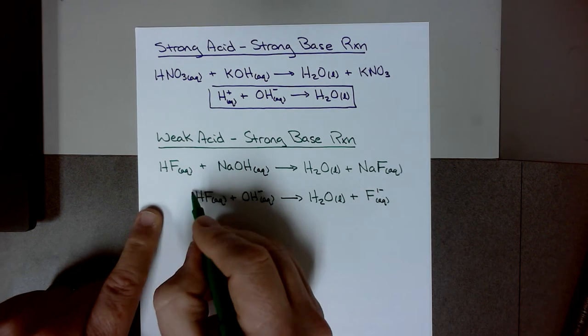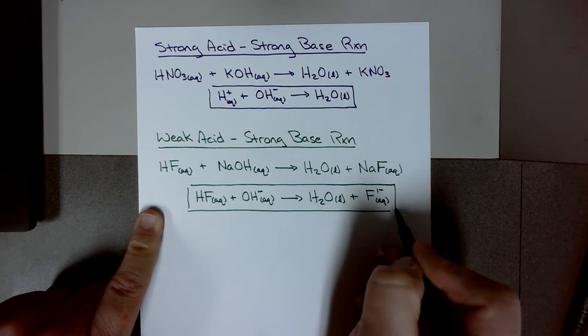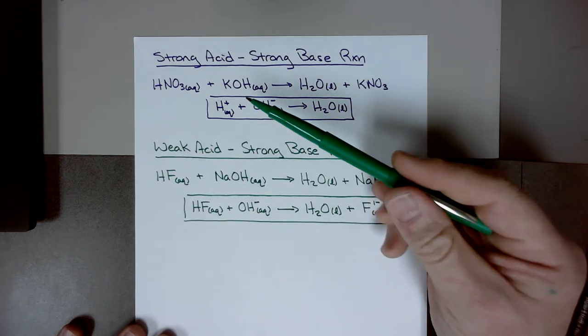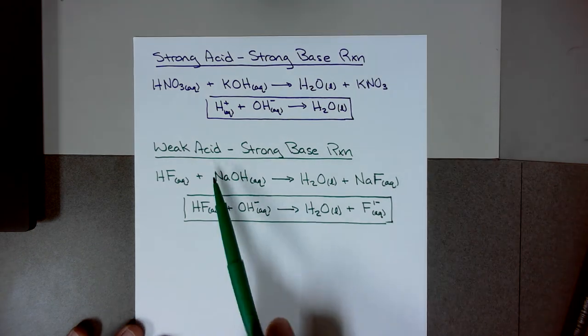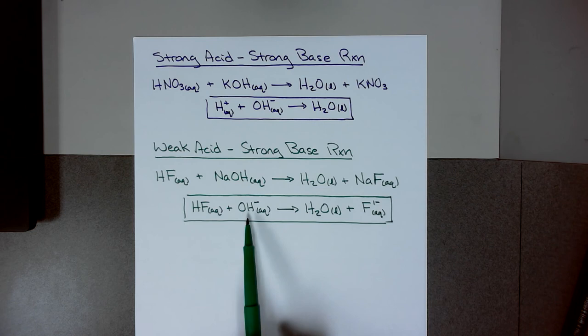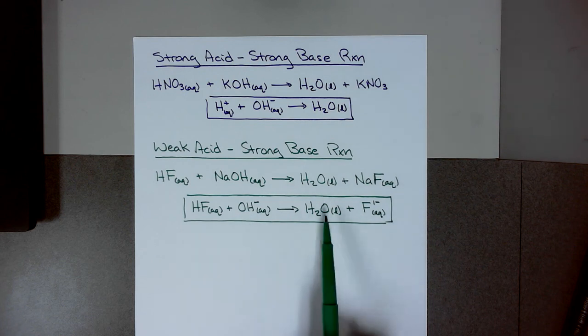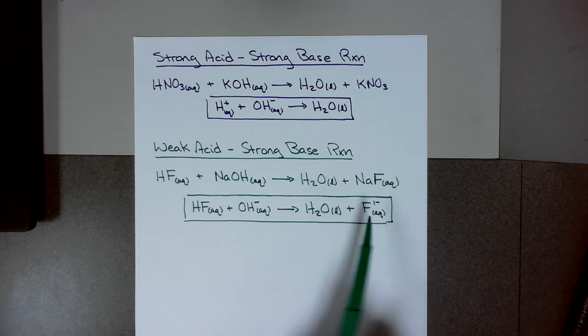So your net ionic looks slightly different when you're doing a weak and a strong. Remember, strong is always H plus, OH minus, water. That's simple. But whenever you have a weak, then you have to realize that the weak on the reactant side is not completely dissociated. The strong is completely dissociated, and we're only looking at the ion that reacts, not the spectator ion, and it produces water, and then the other ion is now in solution. So it's slightly different.